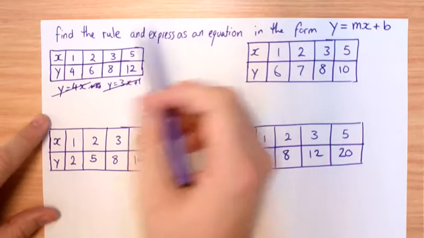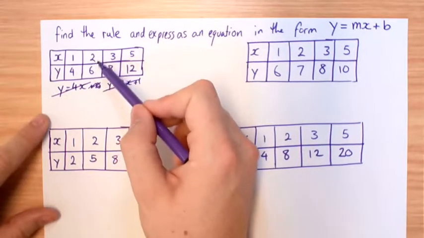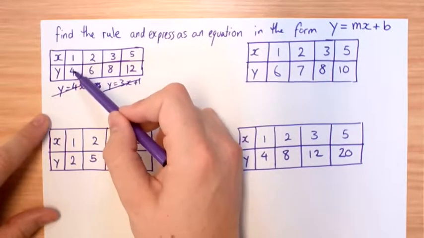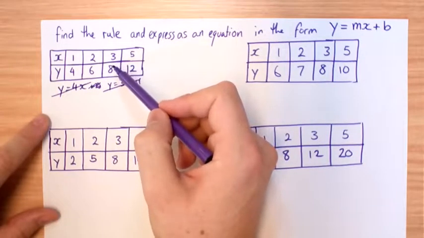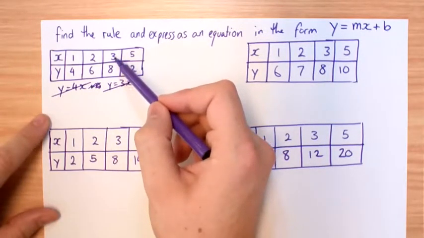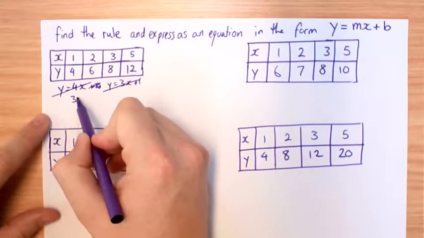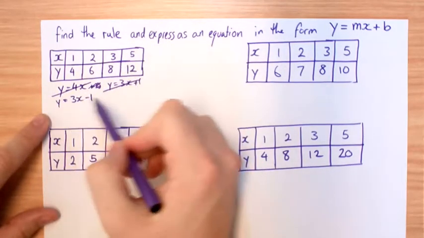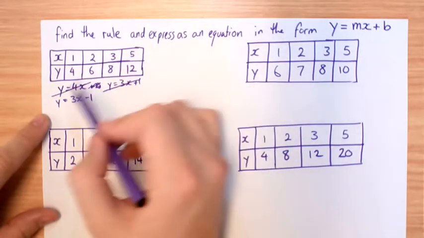Okay, let's have a look at some of our other values here. Well, 6 is 3 times x, so 6 is 3 times 2, but that's not 3 times 1, so it can't be just 3x. What about 3 and 8? Well, 3 times 3 is 9. What if it's 3 times x minus 1? Y equals 3 times x minus 1. Does that fit for the rest of them? Well, 3 times 5 minus 1 is not 12, so that can't be correct either.